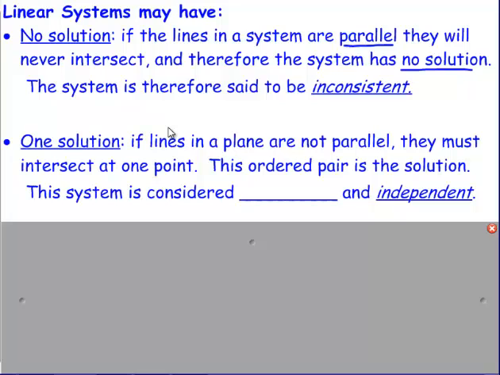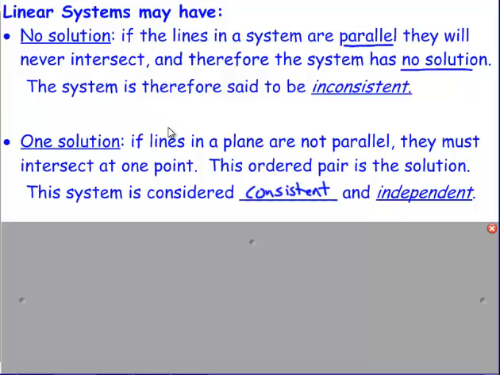If you can use some deductive reasoning and synthesize this idea, this system would be considered blank and independent. Well, if no solution is inconsistent, this system would be considered consistent. It's consistent because we have a solution, and it's independent because those 2 lines are independent of each other. They do not rely on each other. They are not the same line, hint, hint for our next situation. And so they just have the one solution and they're independent.